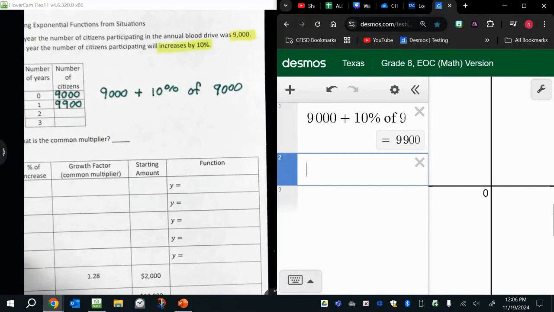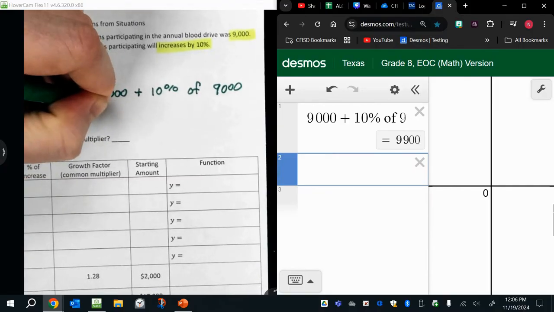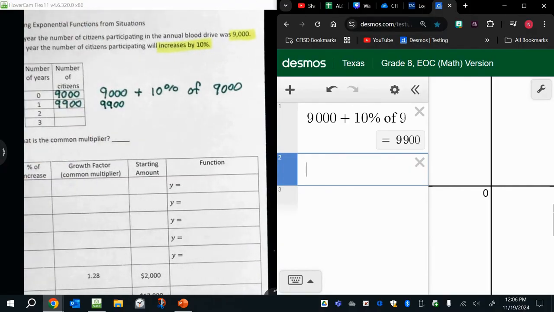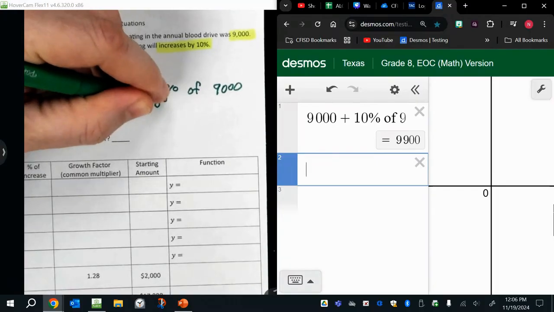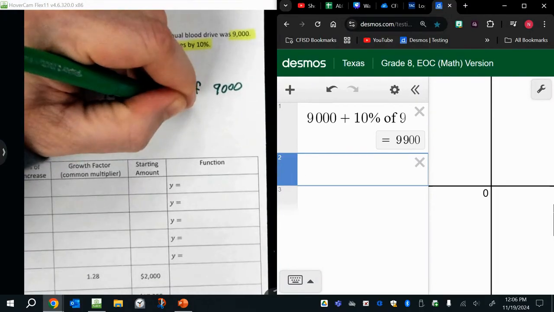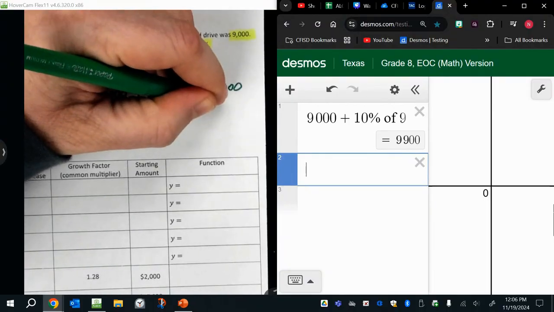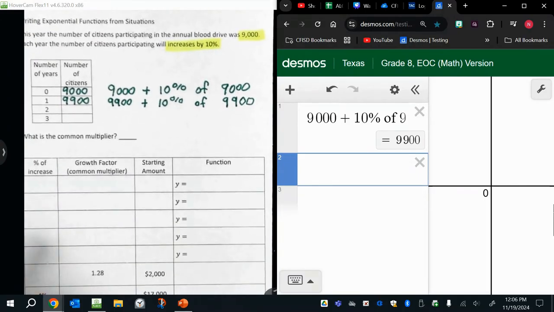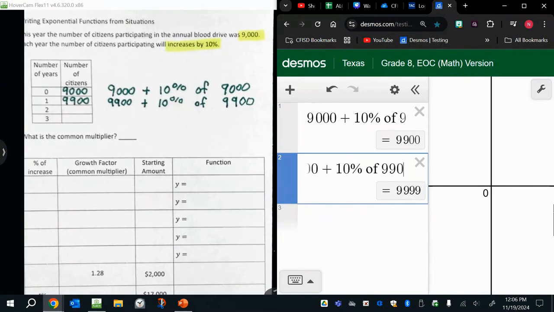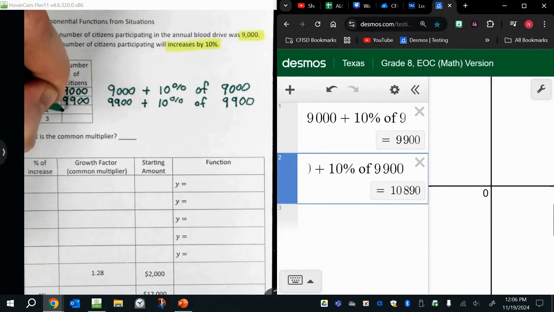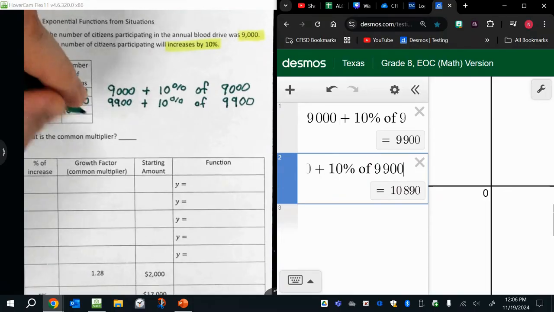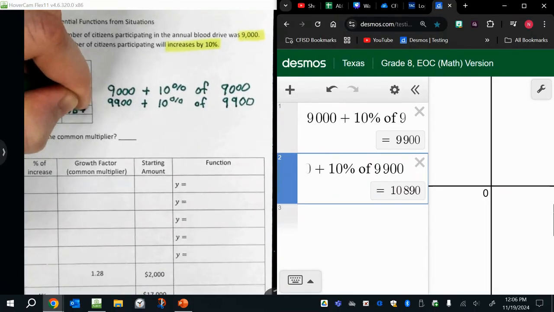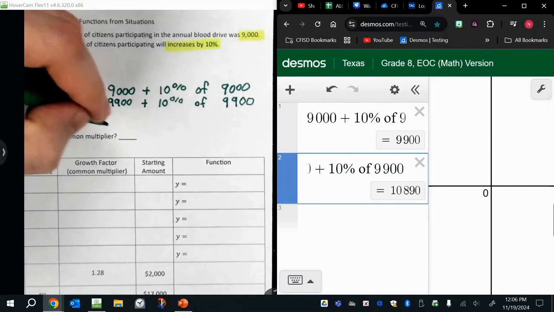Well, then I'm going to take 9,900, and I'm going to add 10% of 9,900. Because this is my new value after year 1, so I want to know what 10% of that number is now. Which I get 10,890.